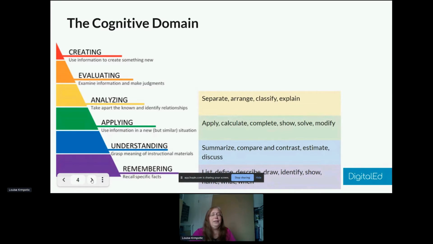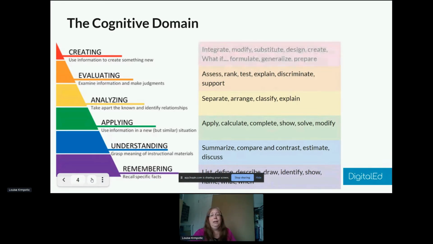When you get into analyzing, it's more, how do you separate things? How do you arrange things? Can you classify? So if you have looked at some elements and you've figured something out about them, can you now classify them and explain what you know? And then into evaluation, being able to explain, discriminate, and assess what you've learned. So examine some information and make judgments based on that. And then at the top level, answering more what-if type questions, or how do you formulate something or generalize from what you've already learned into a new situation. This is the cognitive domain.